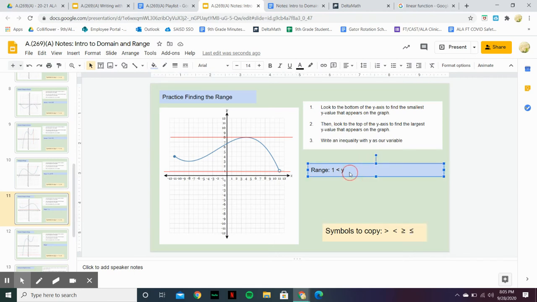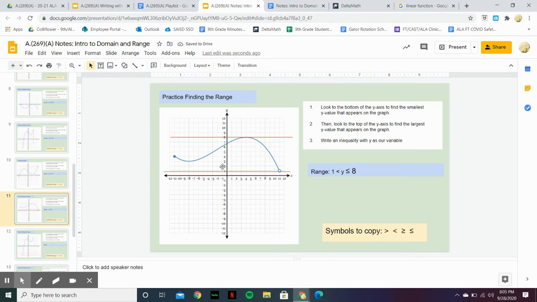So I can say that y can be less than or equal to +8. This tells me that my range is anything between +1, but not including 1, all the way up to +8. So that is the range of my y values.